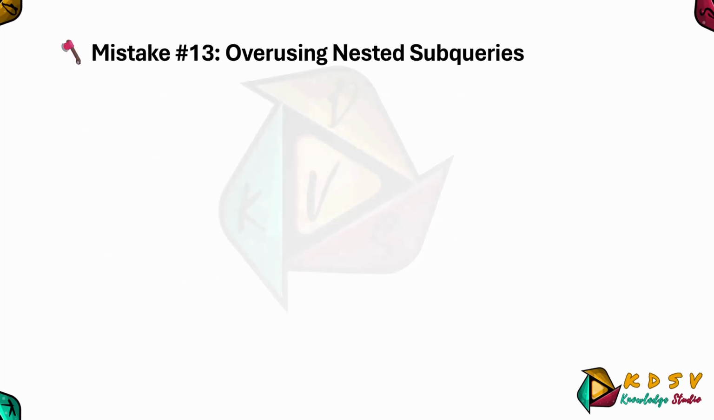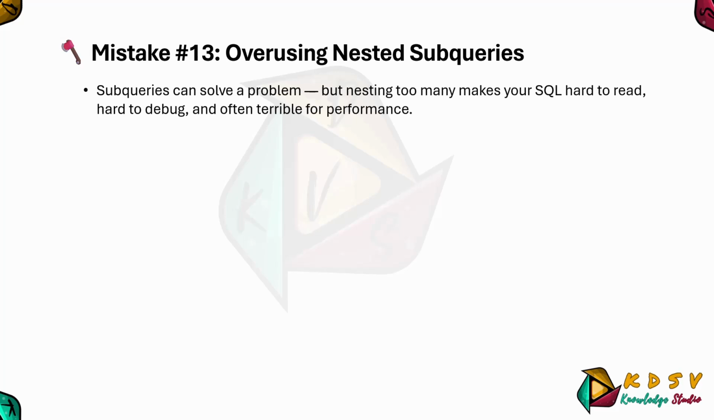Mistake number 13: overusing nested subqueries. Subqueries can solve a problem, but nesting too many subqueries makes your SQL hard to read, hard to debug, and often terrible for performance.